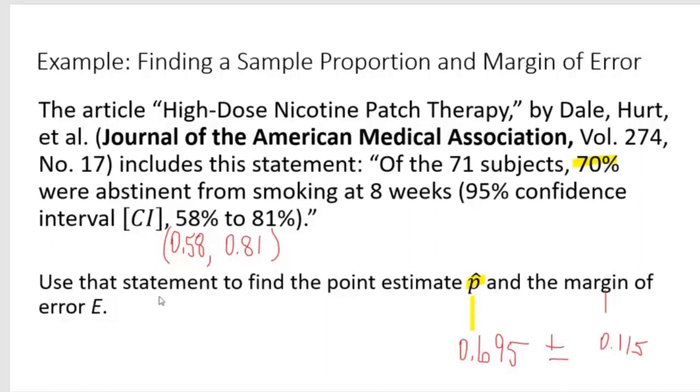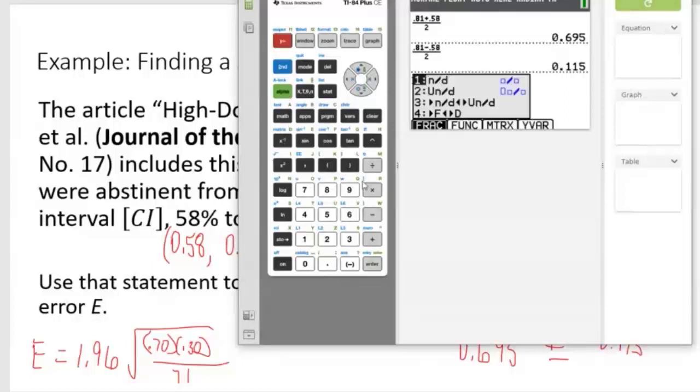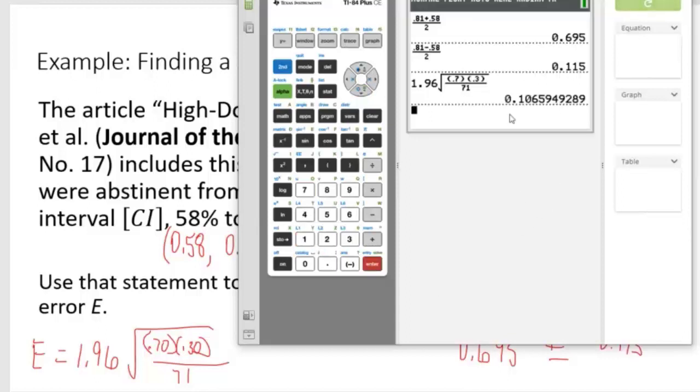The other thing we could do is use the formula. And so if I were going to do E, since it says 95%, I have 1.96 times the square root of 0.70 times 1 minus that, which is 0.30, divided by my 71. So let's see how close that one comes out on the calculator. And so that error comes out to approximately 0.107.